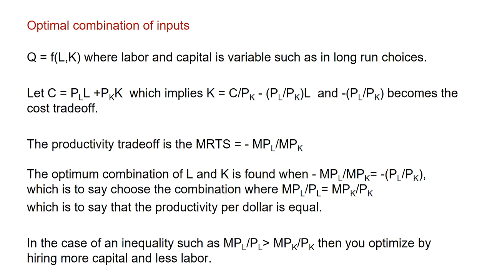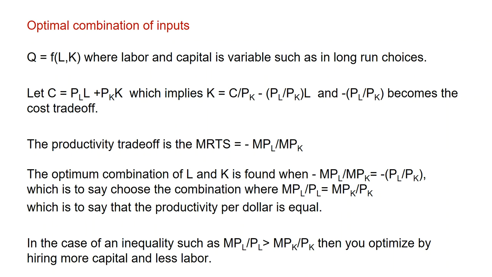So let's think about what the cost situation is. The cost is the price of labor times labor plus the price of capital times capital. Remember, they're both variable now, and that implies, if we solve for K, that capital is a function of labor. It's a linear function of labor. The intercept is C over PK, and the slope is minus PL over PK, the ratio of the prices. This gives us the cost trade-off. So the productivity trade-off is MRTS. The cost trade-off is the ratio of the prices.